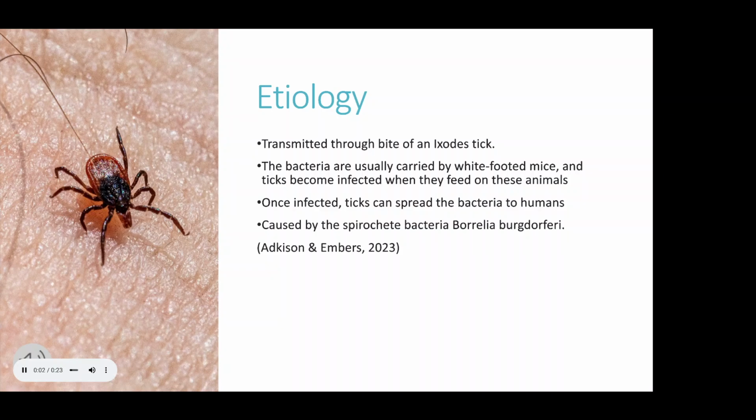So in talking about the etiology of Lyme disease, it is caused by Borrelia burgdorferi, a spirochete bacterium transmitted through the bite of an Ixodes tick, also known as a deer tick. These ticks become infected after feeding on small animals like white-footed mice and can then spread the bacteria to humans.